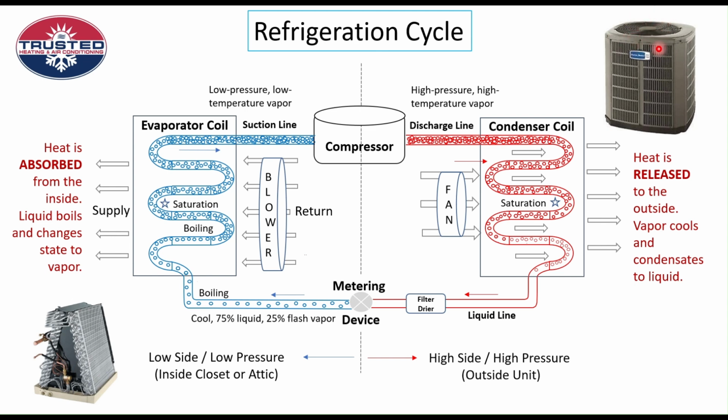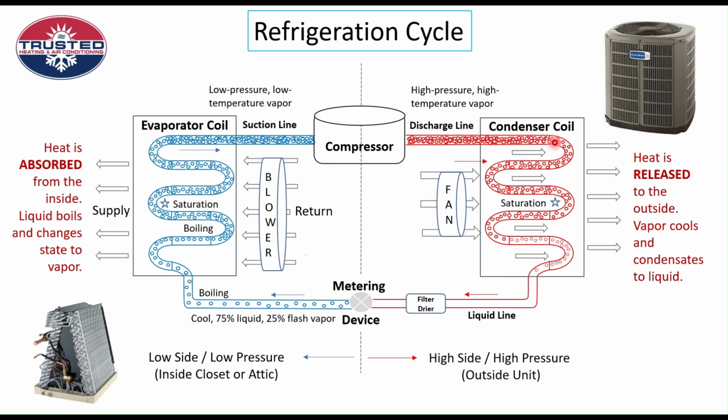So the fan runs and it's actually pulling air from the outside on all the sides. It pulls air across these coils that you see here and these fins and these tubes, and cools this high pressure, high temperature vapor. It cools it down and condenses it into a liquid.